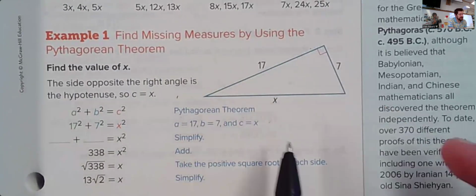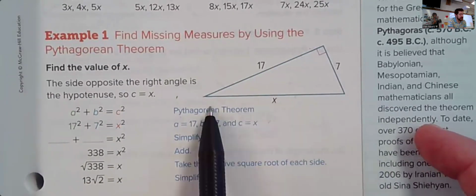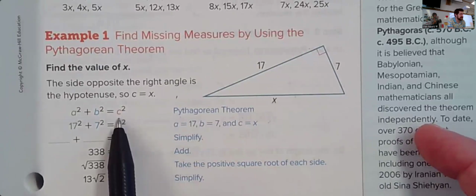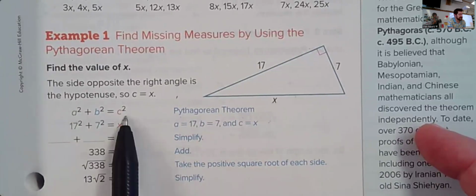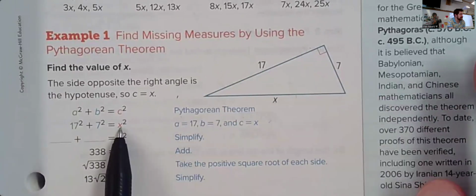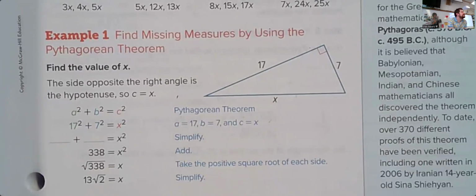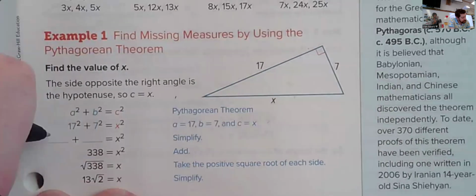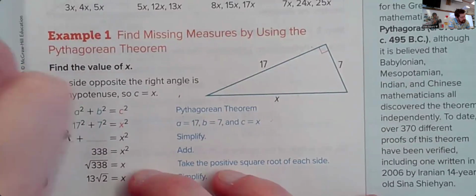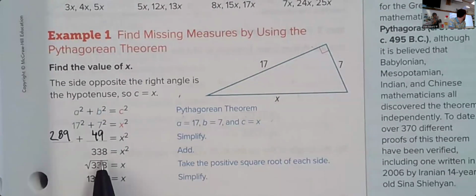What does matter is that the length across from the right angle, the hypotenuse, is always going to be in the c position. So a squared plus b squared is c squared. 17 and 7, those are a and b. It doesn't matter which is which. It matters that x goes into the c location. So what is 17 squared? 289. All right. What is 7 squared? 49. All right. If you add those together, you get 338.